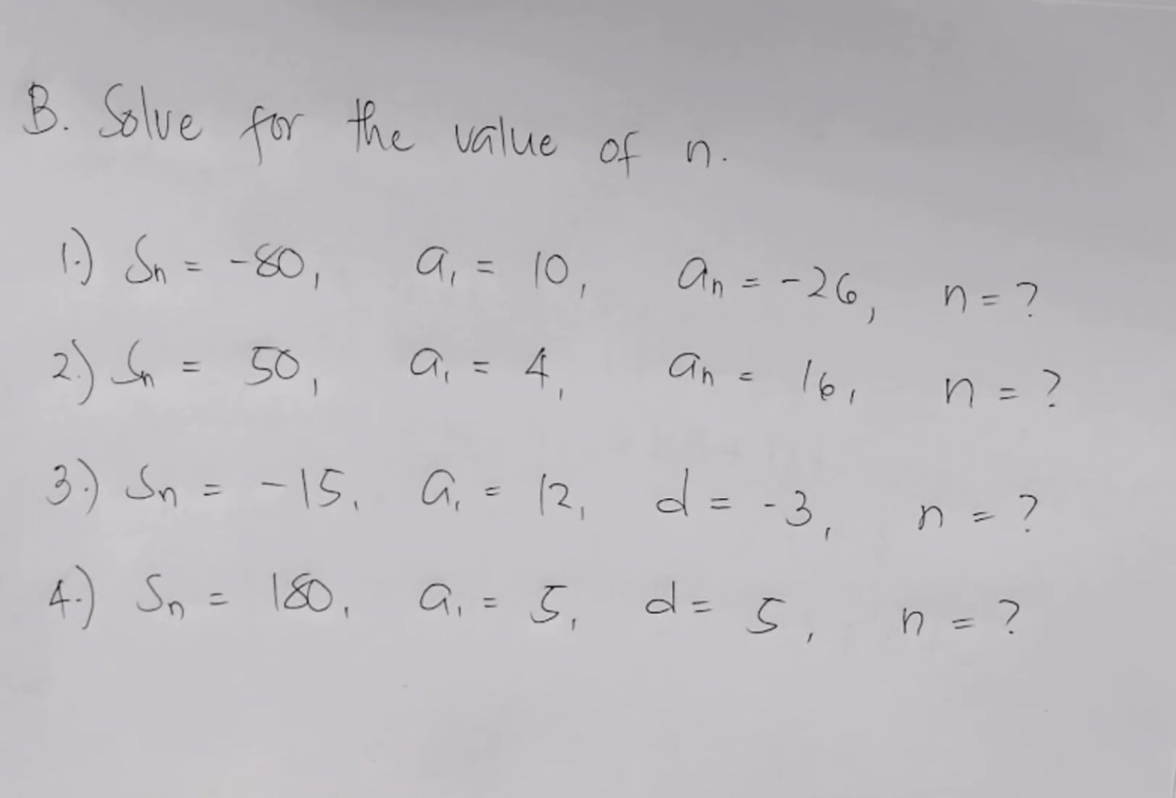Number 2, S sub n is 50. a sub 1 is 4. a sub n is 16. Number 3, S sub n is negative 15. a sub 1 is 12. Common difference is negative 3. Number 4, S sub n is 180. a sub 1 is 5, and the common difference is 5.